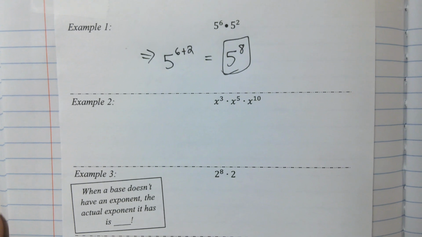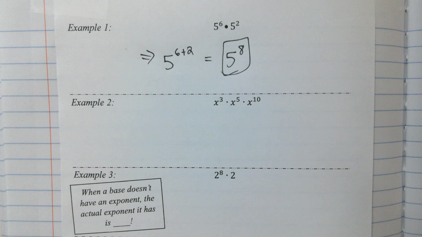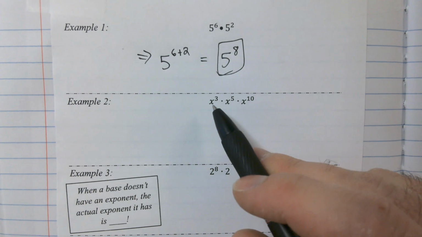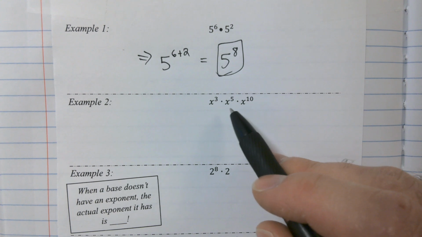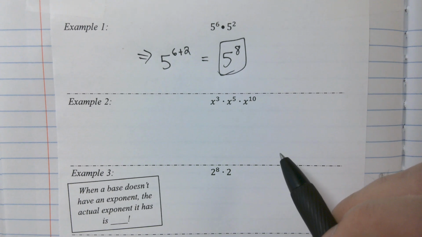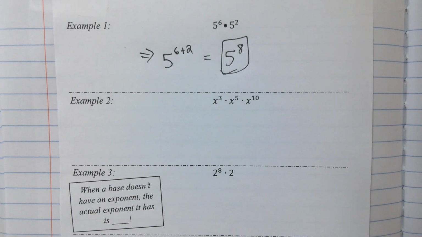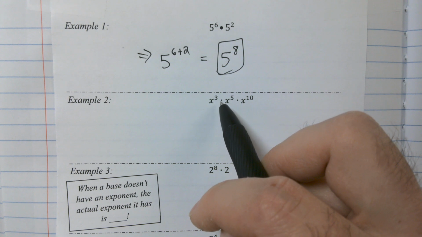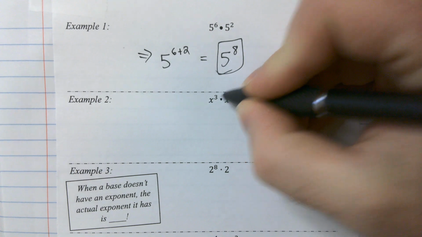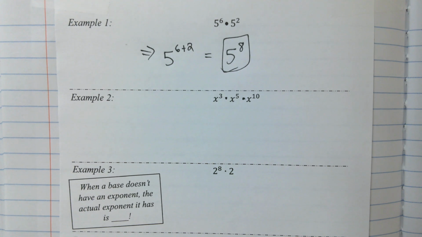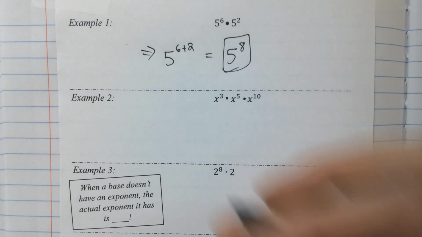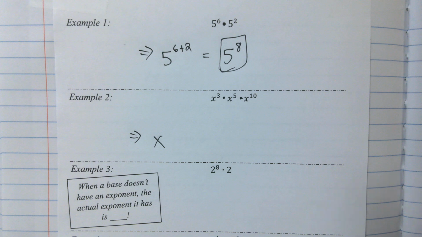Now example 2 looks a little bit scarier. I've got 3 terms. What is my base in example 2? My base is x. x to the power of 3 times x to the power of 5 times x to the power of 10. Are we multiplying all these bases together? No? What does this little dot mean? It means multiply. So yes, we are multiplying them together. Now it doesn't matter if we have 2 like bases, 3 like bases, we can even have 10 like bases. They're all going to come together and condense into one single base of x.